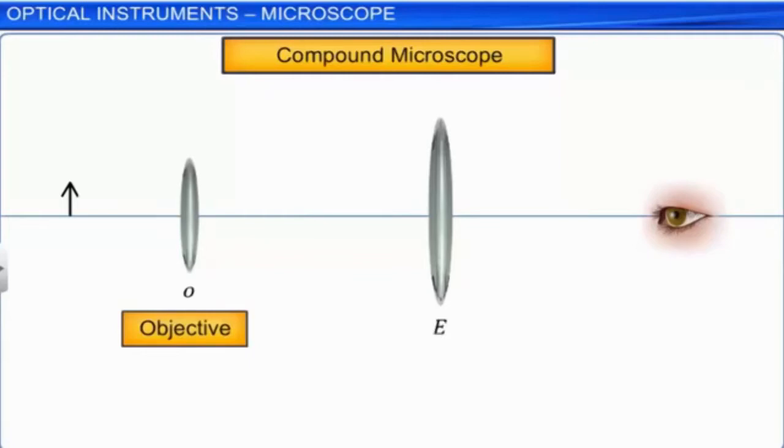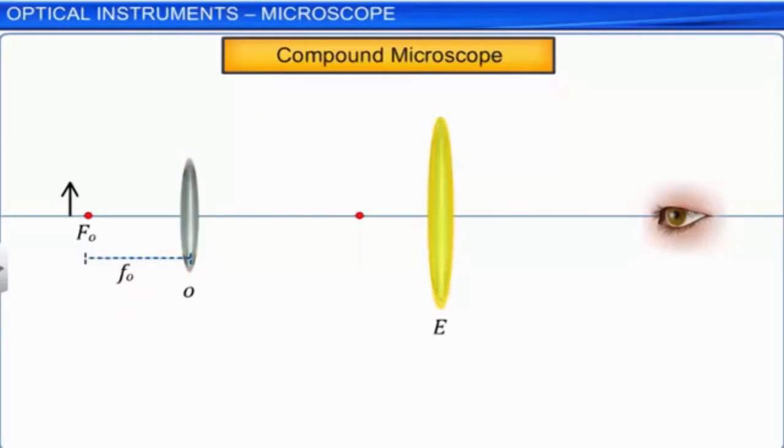The objective of a compound microscope is of a small focal length and has a small aperture, whereas the aperture of its eyepiece is large. Let a small object AB be placed at a distance that is just greater than the focal length of the objective FO. When the light rays from the object are incident on the objective, it forms an image A'B', which is real, inverted, and magnified.